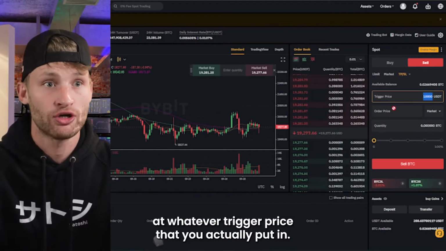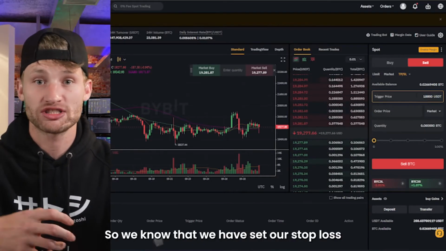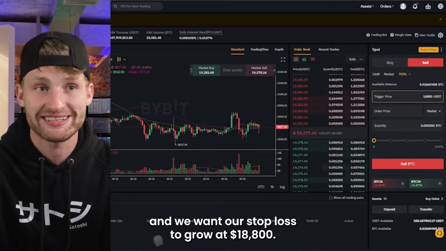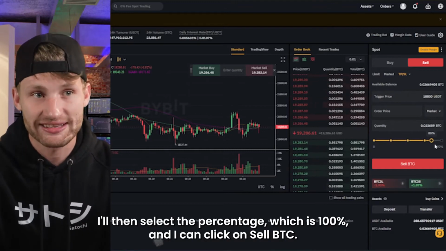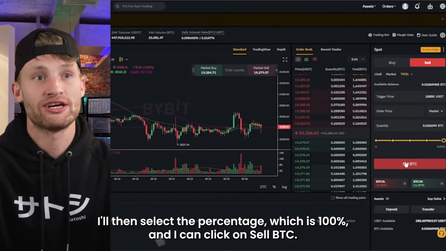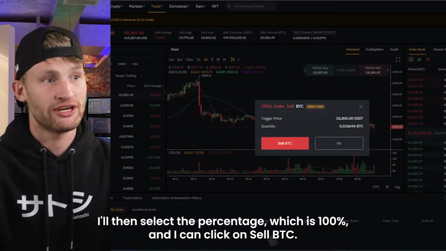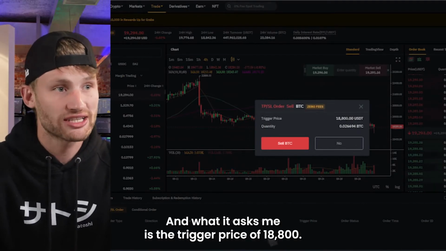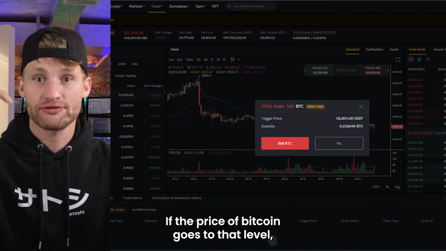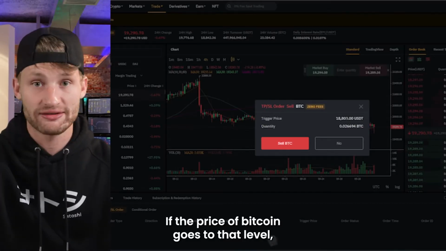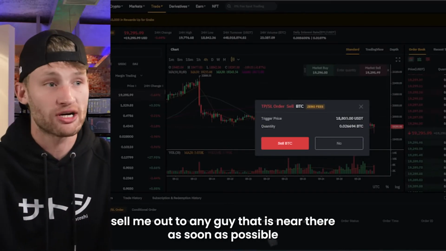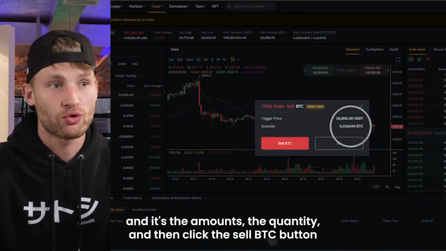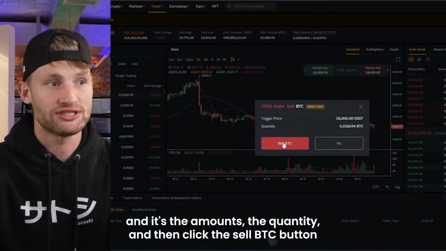So we know that we have set our stop loss and we want our stop loss to go at $18,800. So I'll put that in over there. I'll then select the percentage, which is 100%, and I can click on sell BTC. What it asks me is the trigger price of 18,800. If the price of Bitcoin goes to that level, sell me out to any buyer near there as soon as possible. And it's the amount, the quantity, and then click the sell BTC button.